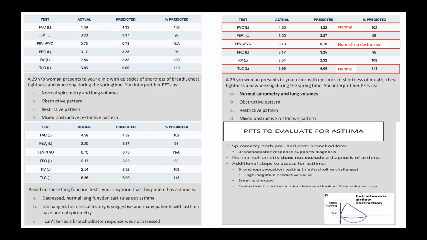Which phase of the flow volume loop will be affected? Expiratory phase, sir. So this is the expiratory phase, isn't it? The top one is expiratory, the bottom is inspiratory. A scoop out will be the appearance. Yeah, we will see that later.